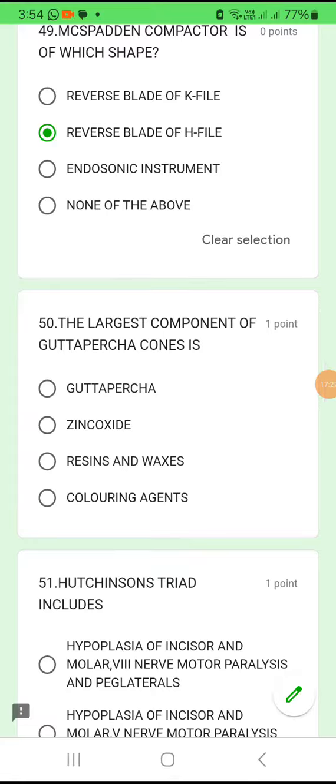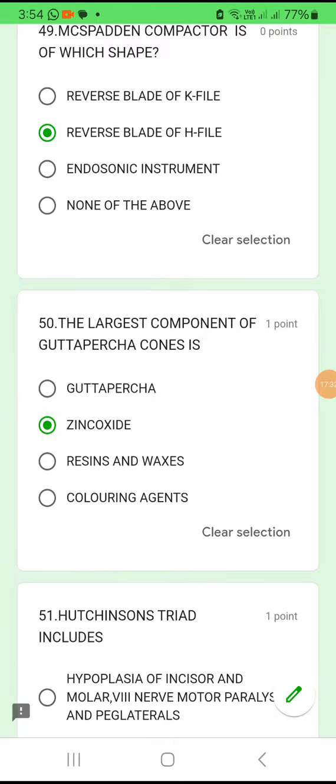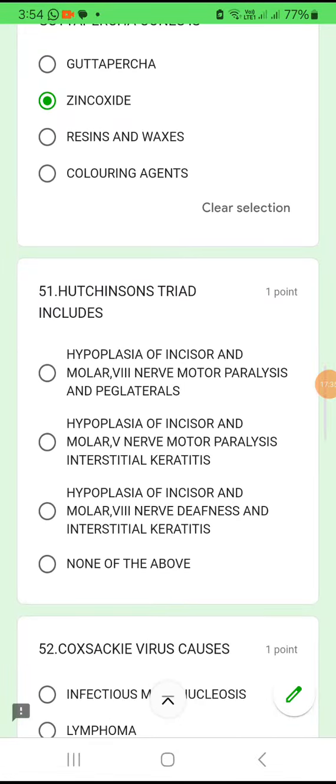Question number 50, the largest component of Gattaparcha cones. So what is the main component of Gattaparcha? Zinc oxide, resins and waxes, or coloring agent. The main component is zinc oxide. Option B.